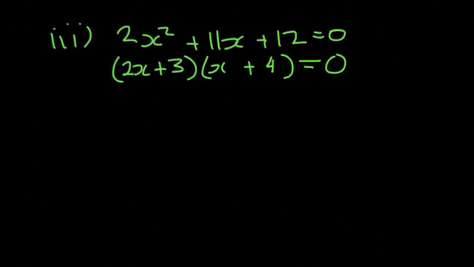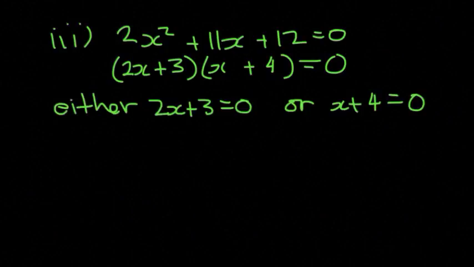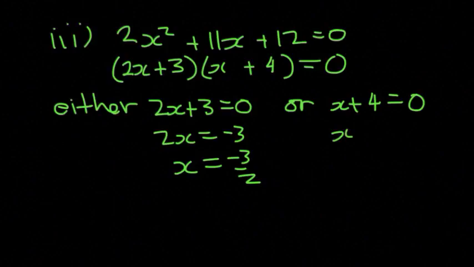Okay, and if I apply the null factor, then what we have is either 2x plus 3 equals 0 or x plus 4 equals 0. And continuing through, we'll find that 2x is equal to minus 3 and x is equal to minus 3 on 2, or x is equal to minus 4.